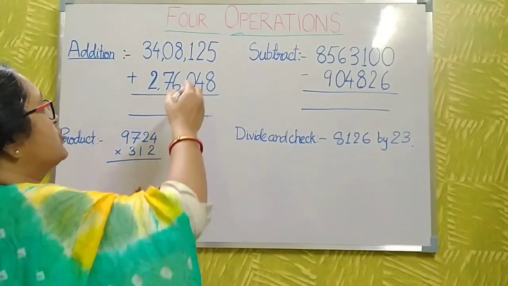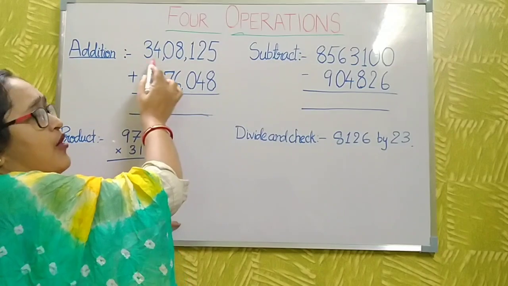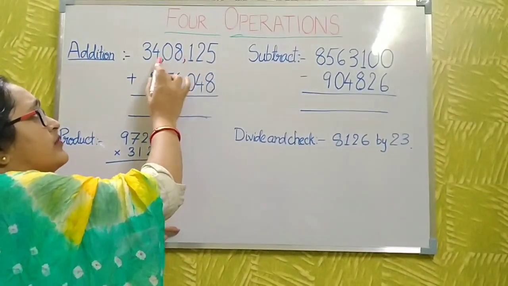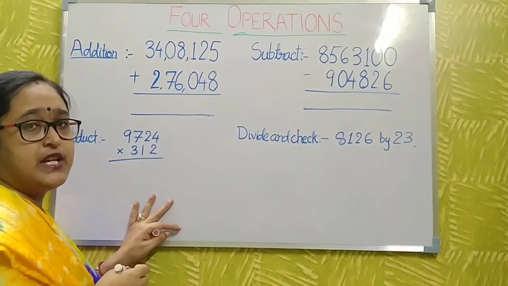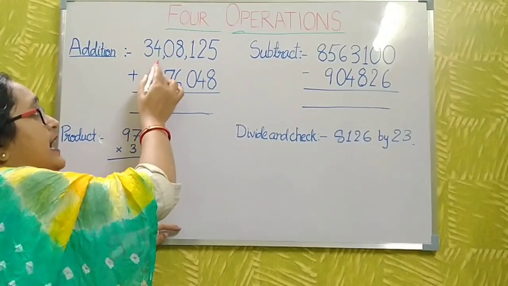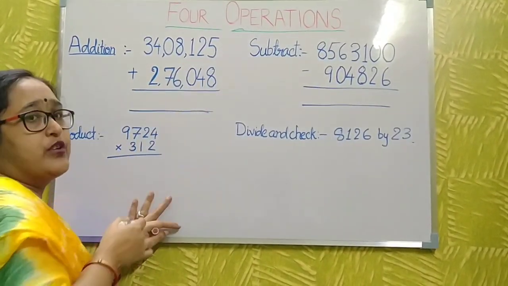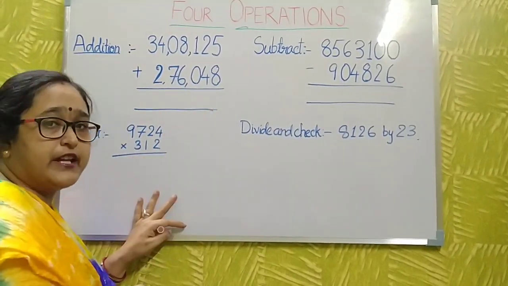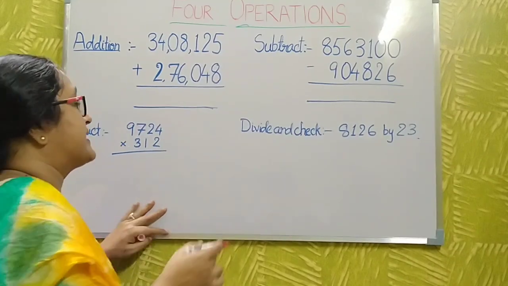Now you do the addition. How many digits are there? 1, 2, 3, 4, 5, 6, 7. That means 34 lakh 8,125 and 2 lakh 76,048. You just add like this.